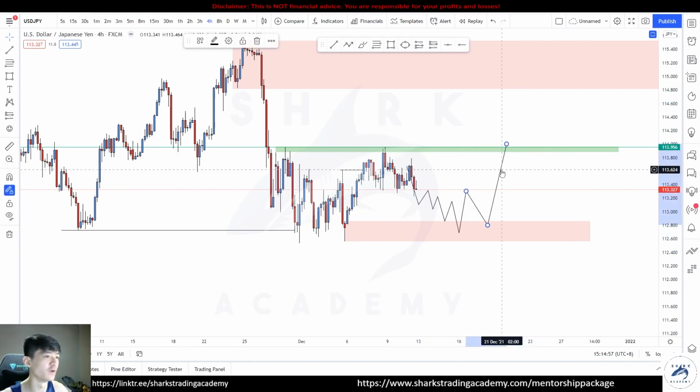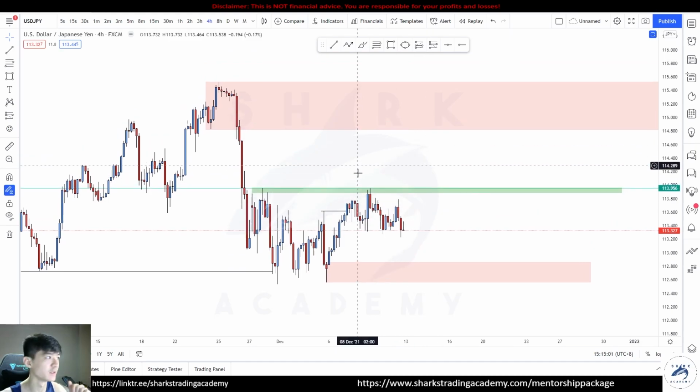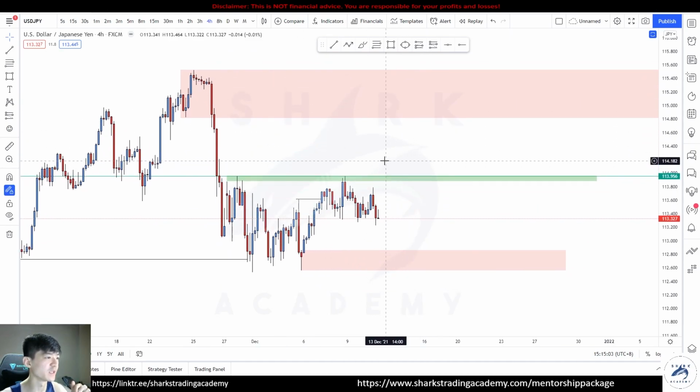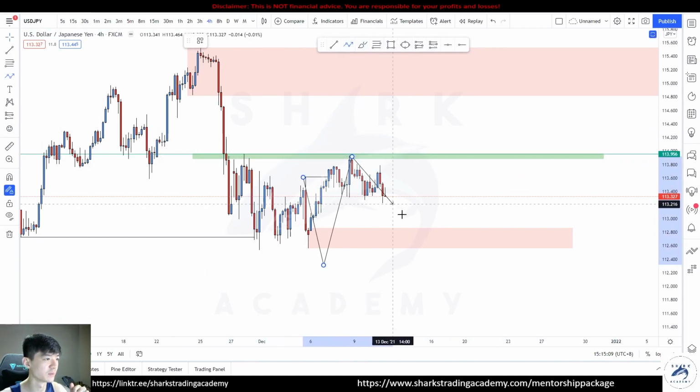So this is the projection for dollar yen. I want to be a seller ultimately. So if you're not confident with buys, then just wait for sells at this area. Otherwise, if you understand that there is liquidity lying above this area, you can look for this bullish movement to go higher.